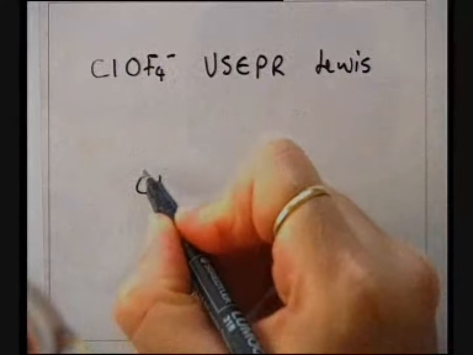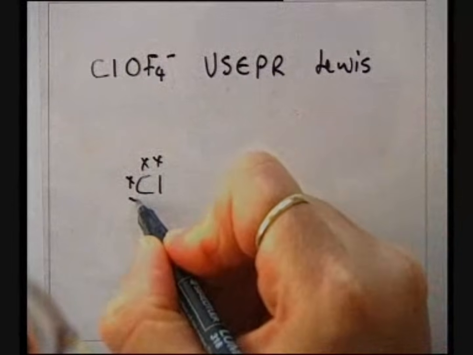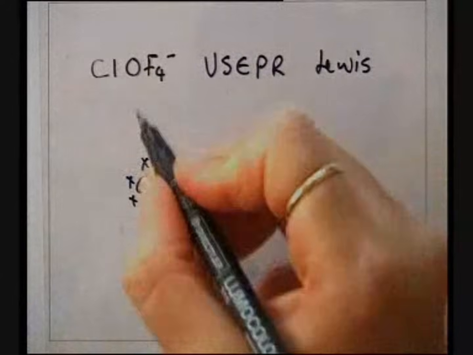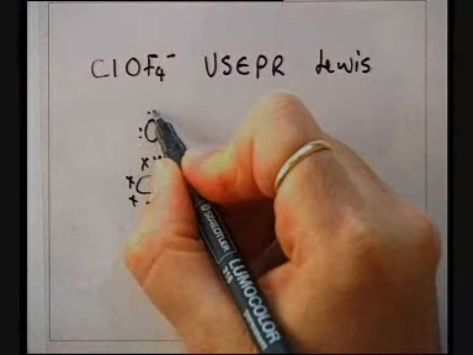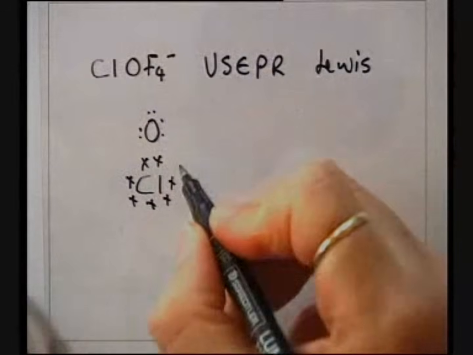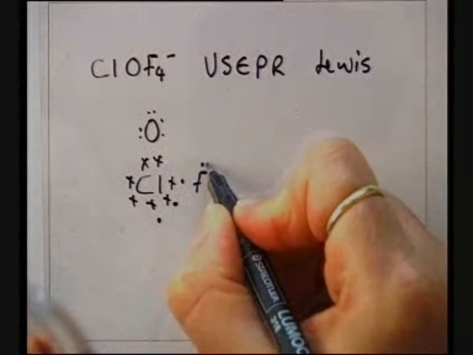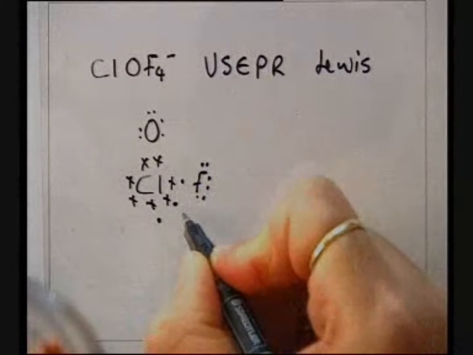Central atom chlorine, 7 valence electrons. Oxygen, 6 valence electrons. 3 of the fluorine atoms having 7 valence electrons.